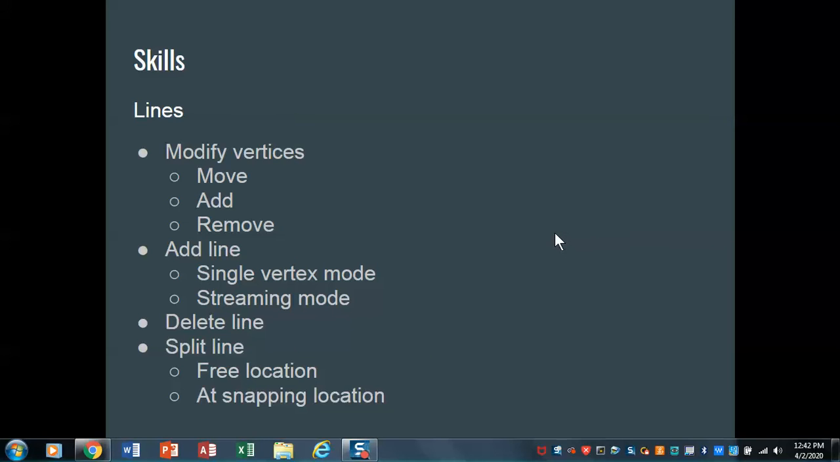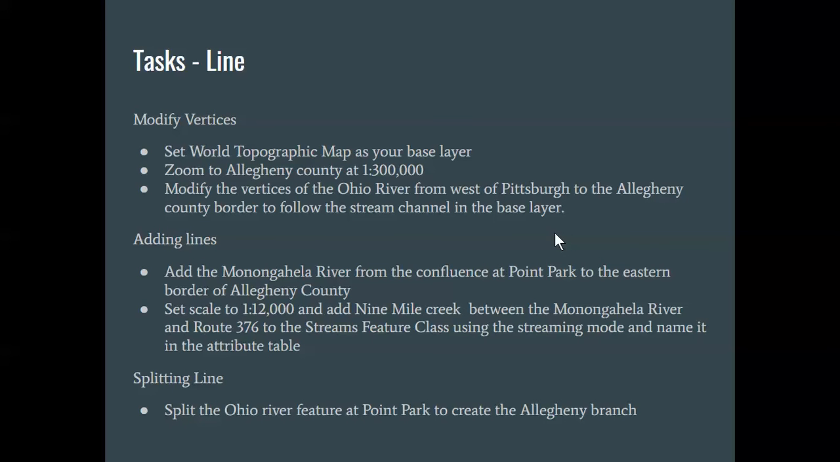So what we're going to be doing in this is I'm going to be talking a little bit about how to do this. We're going to see that the Allegheny, Ohio, Monongahela intersection at Point Park is really poorly digitized in the data that you've added. So we're going to modify that. We're going to then add the Monongahela River, and then we're going to digitize in a small stream. We're not going to be able to do the splitting in this environment, but understand that that's an important concept and one that you should learn in any one of the environments.